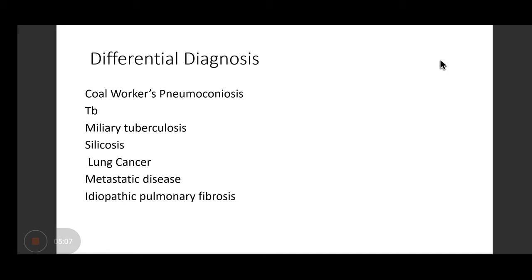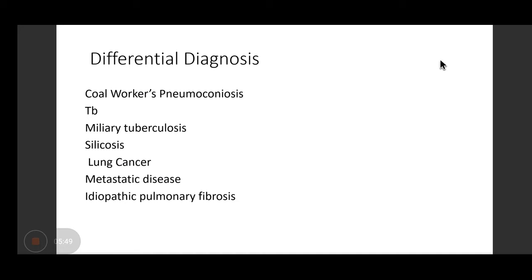So on history, he will also give history of contact or past history of tuberculosis. Okay, and on clinical symptoms, in case of TB, patient can present with fever, malaise, night sweats, weight loss, and there will also be cough with expectoration, and sometimes there can be hemoptysis. And on examination, blood tests can show lymphocytosis. So these are the features in tuberculosis. Okay.